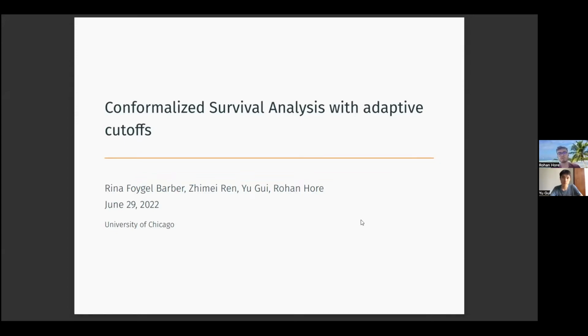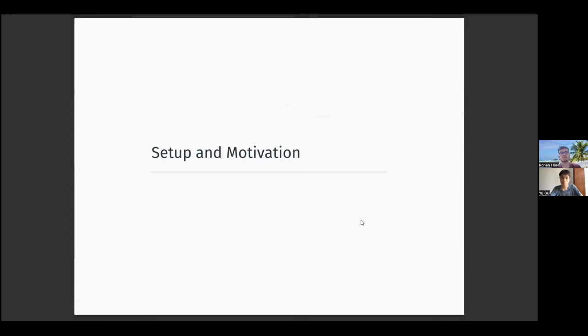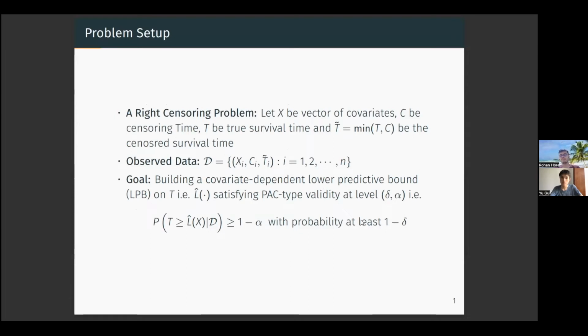Now, before going into further details, let's look at the problem setup from the survival analysis literature. We have X, the covariates, C, the censoring time, and T, our true survival time. But we don't observe the true T. Instead, we can only observe T tilde, which is defined as the minimum of T and C, the right-censored survival time. We have our observed data, D, which consists of the tuples X, C and T tilde for n many data points.